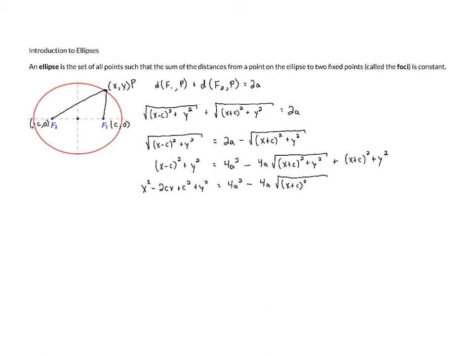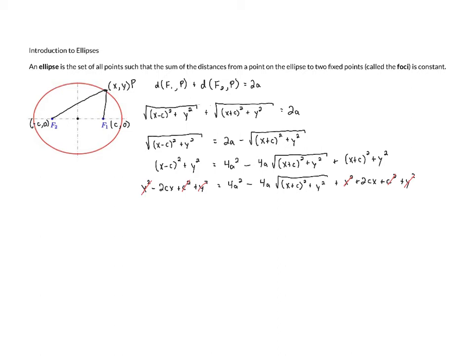Once I get there, this is going to be x squared plus 2cx plus c squared plus y squared. And we have some things that cancel, which we can cancel by subtracting from both sides. We've got the x squared on both sides. We've got a c squared. We've got a y squared on both sides. So we can subtract all of those from both sides.